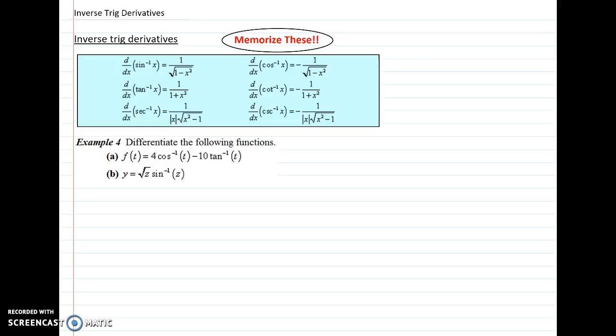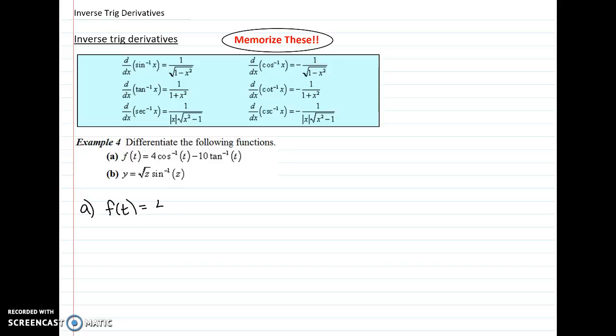There's nothing different about the actual derivative rules. We're still going to be able to do power rule, product rule, quotient rule. We just have these extra 6. You already memorized sine, cosine, tangent, secant, cosecant, and cotangent, but now you've got to memorize the inverse trig derivatives as well. So let's do a couple of examples.